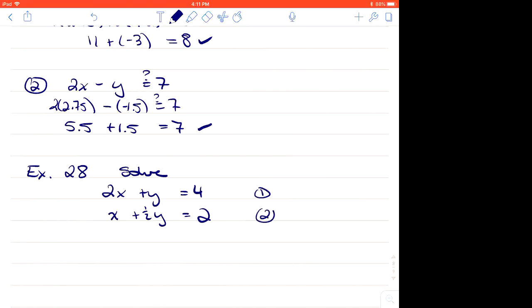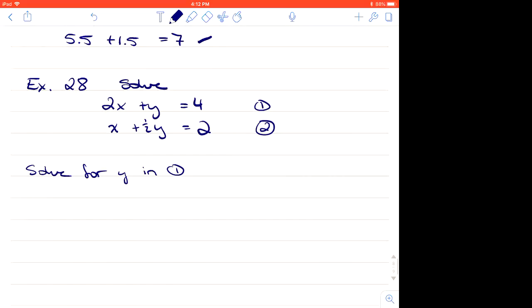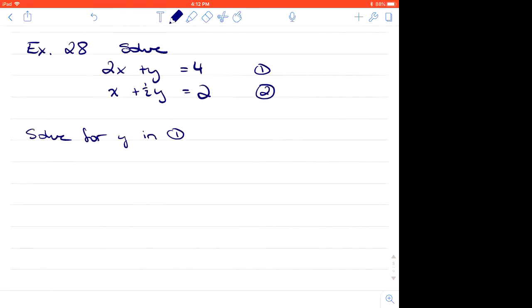Calling this equation 1 and this equation 2. Okay. I think I would solve for y in equation 1. It's sitting there all on its own and positive. It's nice, right? So solve for y in equation 1. But like I said, whichever one you choose, there's no wrong pick here. Just some are easier than others. Okay. So we have 2x plus y equals 4. Solving for y, right, we just have to move the 2x to the other side, so we get y is 4 minus 2x. Great.